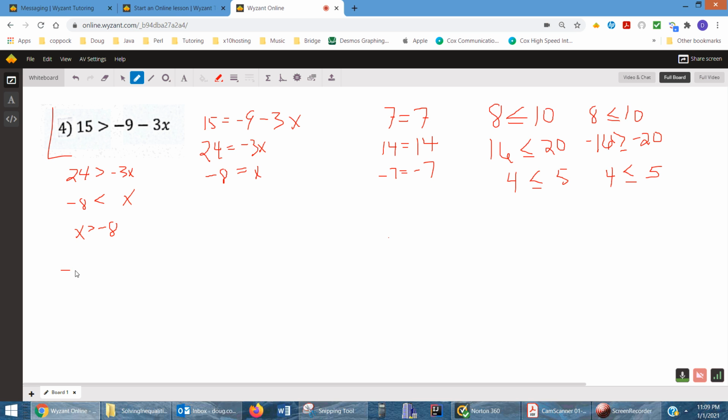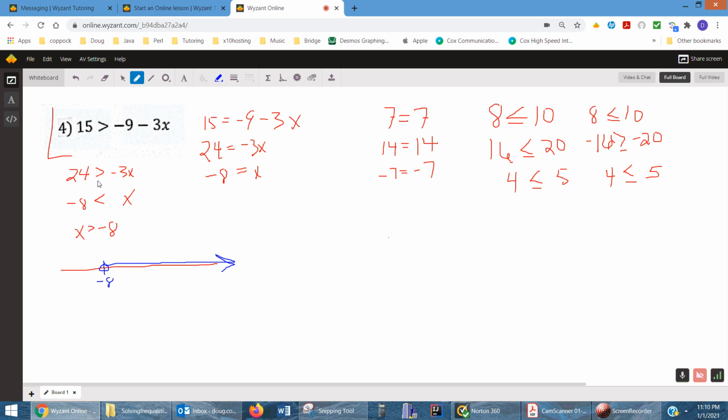And if you had to draw a graph on the number line of the numbers that make that true, you'd go like this. Here's negative 8, and we want all numbers on the number line that are greater than negative 8. So we put an open circle here to say the negative 8 is not included. There's your solution set. Pick any number to the right of negative 8, even a 0, and you've got a true statement.